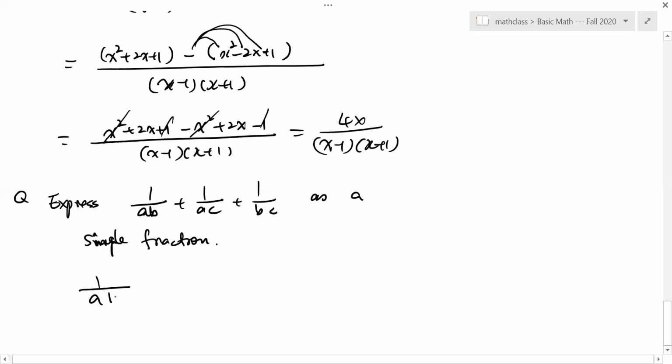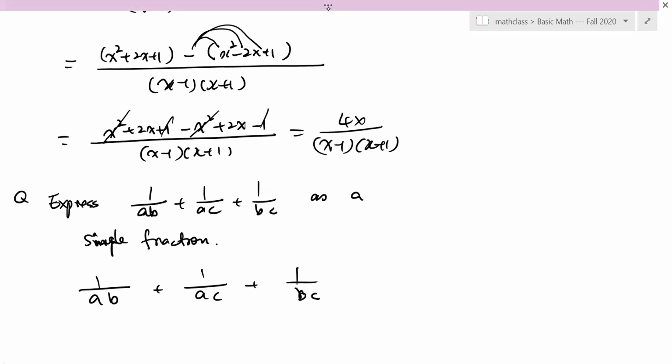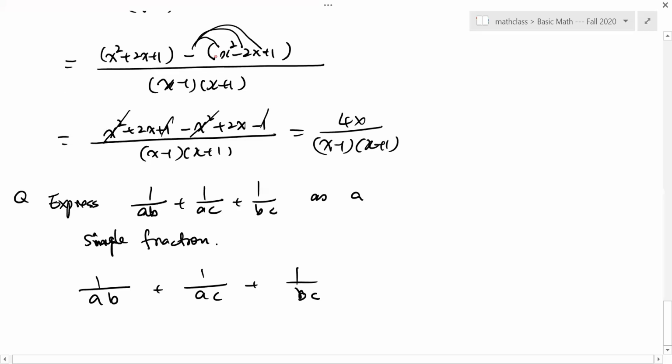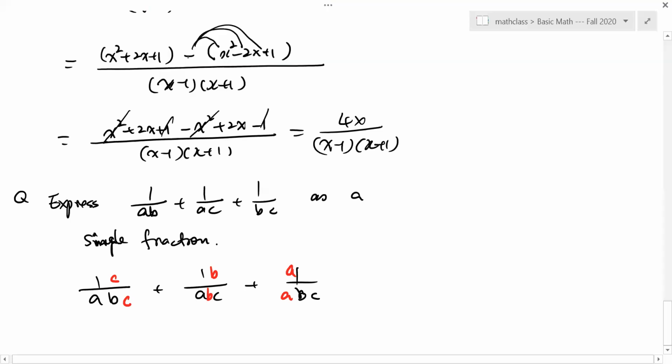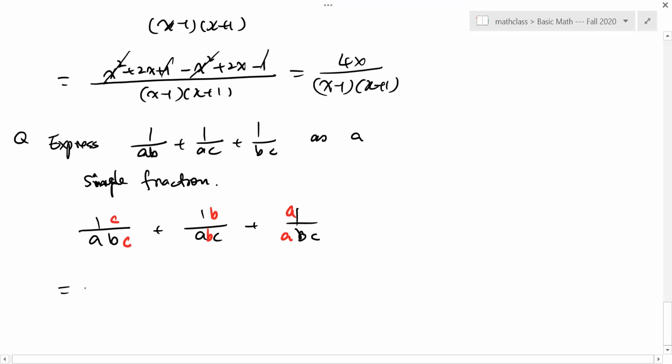So let me write this down first. I'm going to use the red color. In order to make a common denominator, I put a C here, then I put B here, and put A here, right? So now you have a common denominator. It's simpler than the computer games. So now you get ABC, and you write C plus B plus A. That's it. That's so simple.